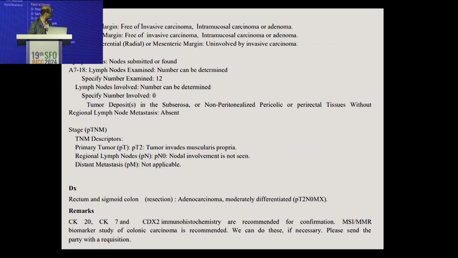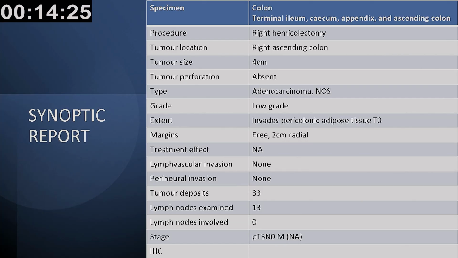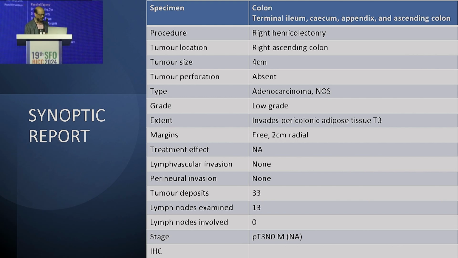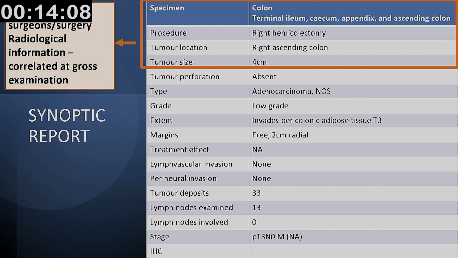variables, but we actually follow a synoptic report, and for the synoptic report we need some help from our clinical colleagues, from our surgical colleagues, especially the type of specimen, the radiological findings. So we need this type of information for examination and grossing.